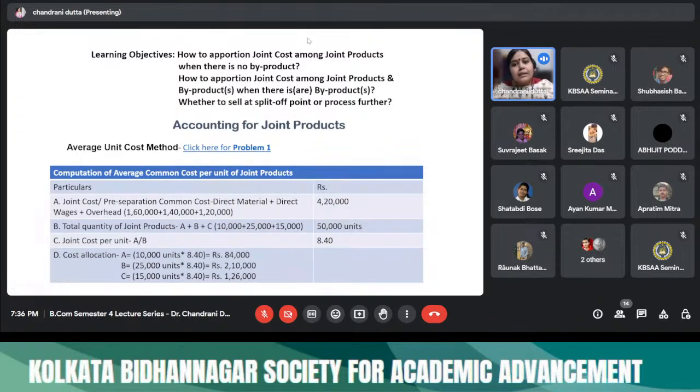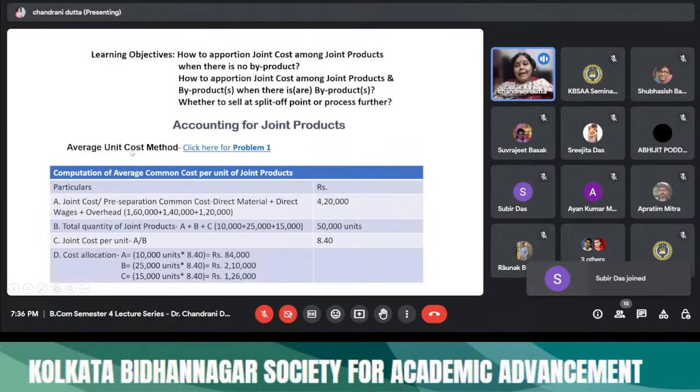So first we are starting with the first objective, that is how to apportion the joint cost among joint products when there is no byproduct. So there are different methods. Okay, there are different ways. So the first method, as you can see, accounting for joint products, is the average unit cost method.